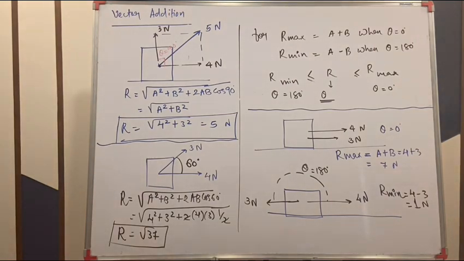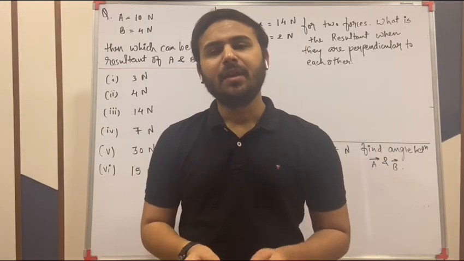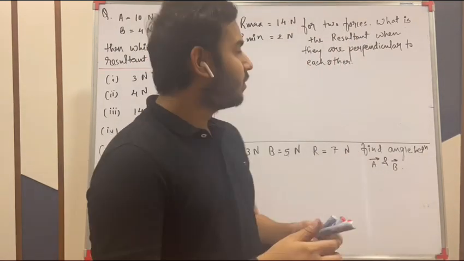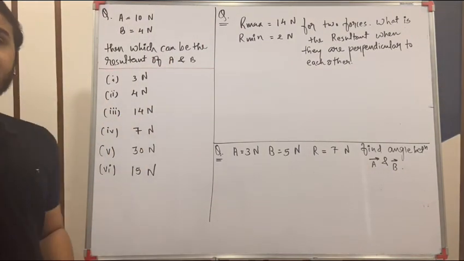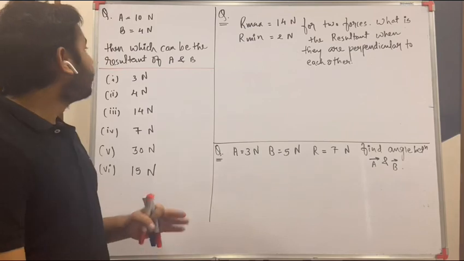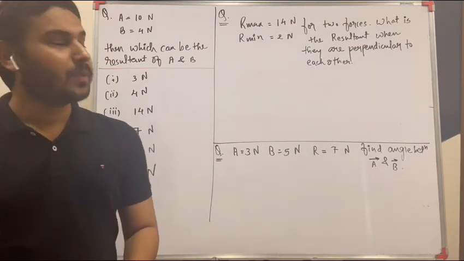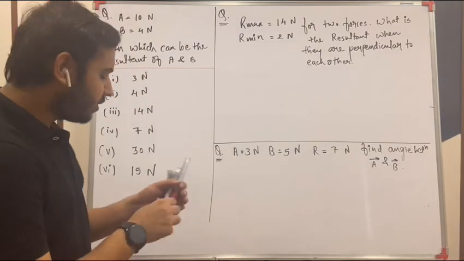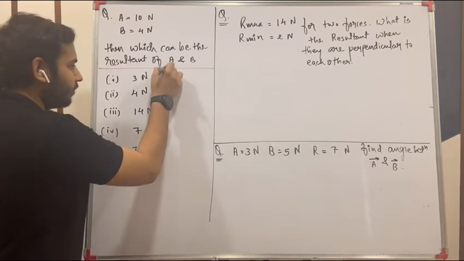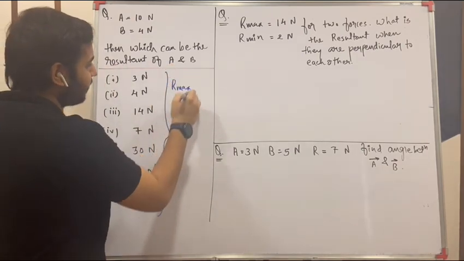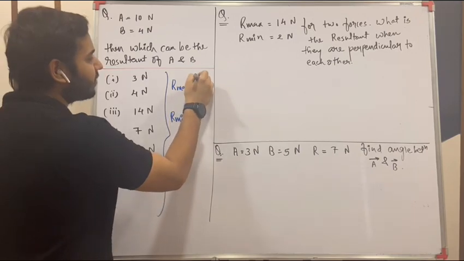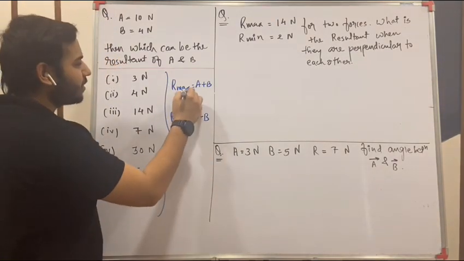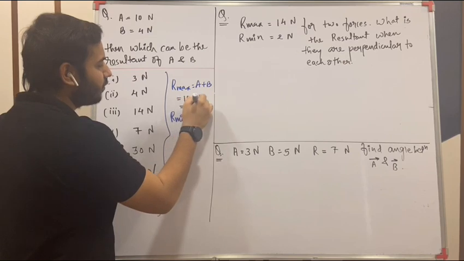Please write this down. Here I have mentioned a few questions based on the concepts we have just studied. The first question: A is equal to 10 Newton, B is equal to 4 Newton. These are magnitudes of forces. Which can be the resultant of A and B? First of all, I should find R max and R minimum. R max is A plus B and R minimum is A minus B. A plus B is 10 plus 4, 14.